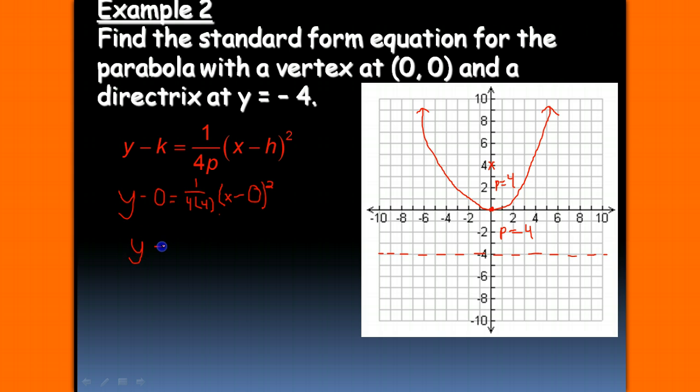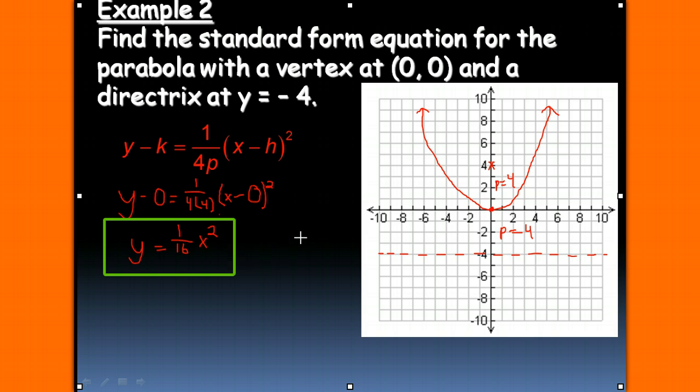It's going to be y equals 1/16 x squared. And now we've just finished. We have our standard form equation right there.